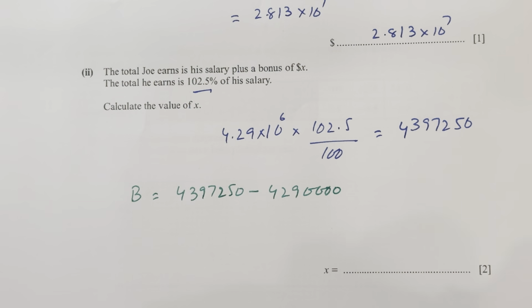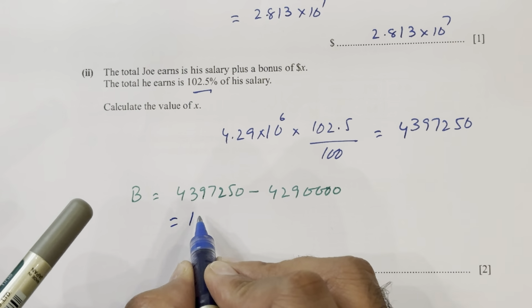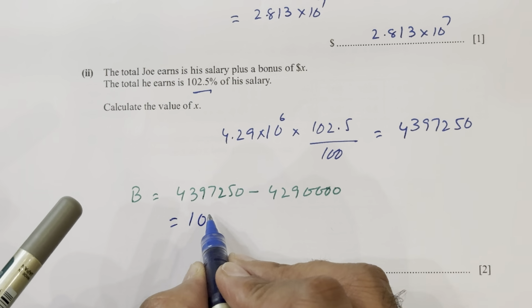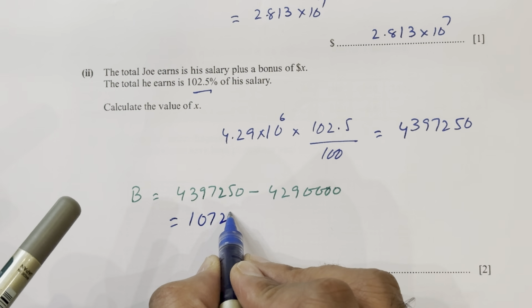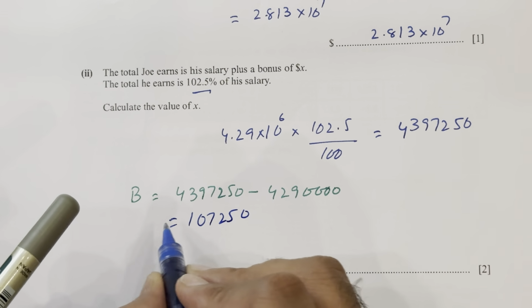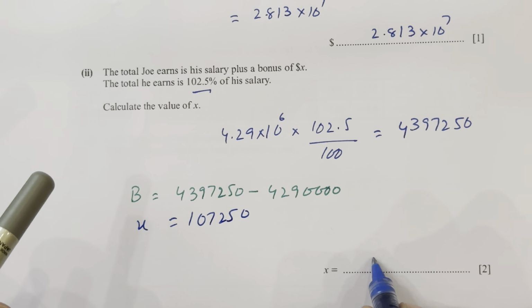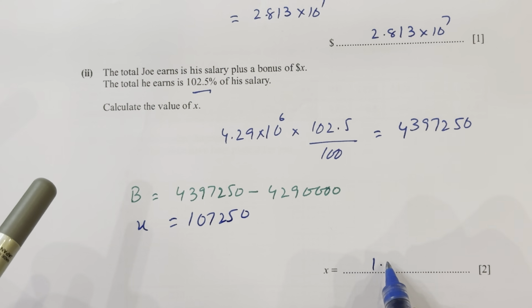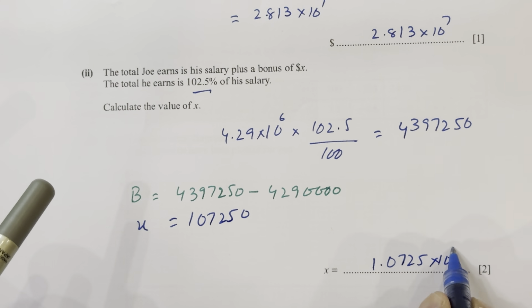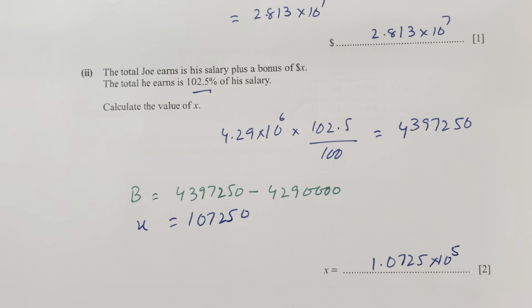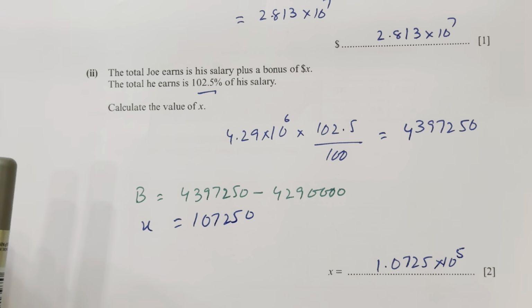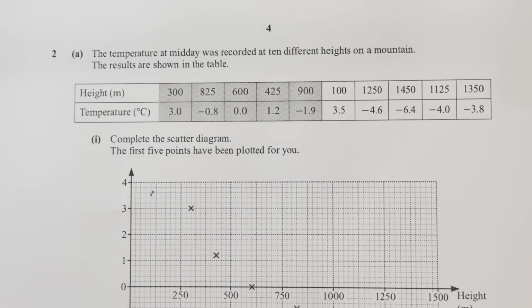Okay, after subtracting this value we get the answer that is equal to 107,250. So this is the bonus, and you can write it in the standard form as 1.0725 × 10 to the power 5. So this is our answer for his bonus. Moving to question number 2.